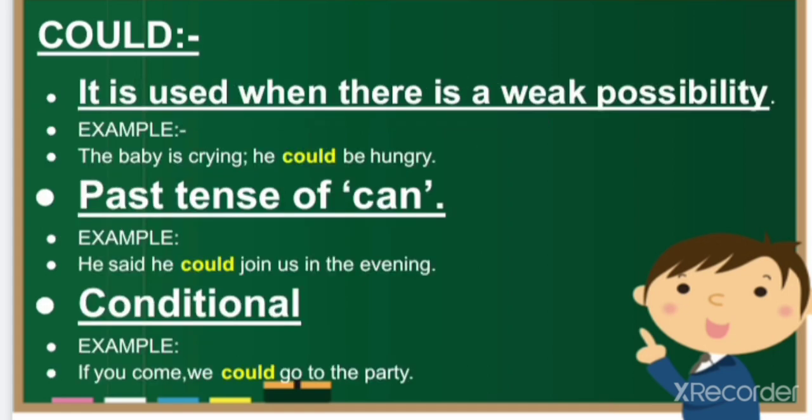Now could. It is used when there is a weak possibility. Example, the baby is crying. He could be hungry. It is a past tense of can. Example, he said he could join us in the evening. And it is conditional. If you come, we could go to the party.